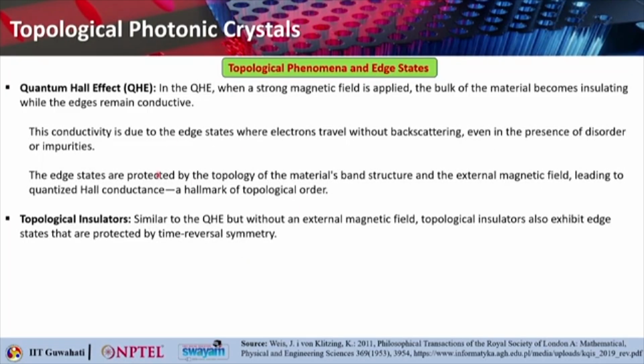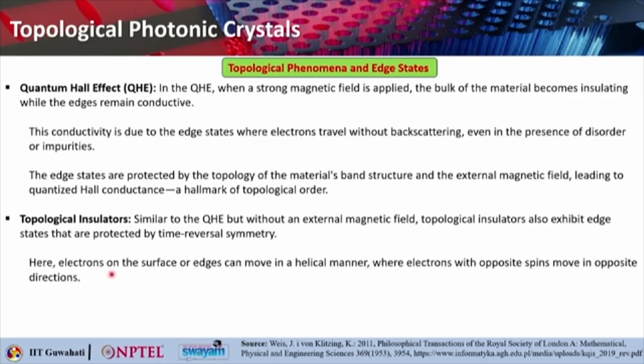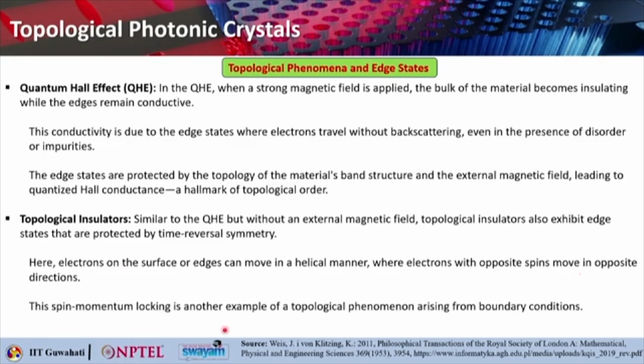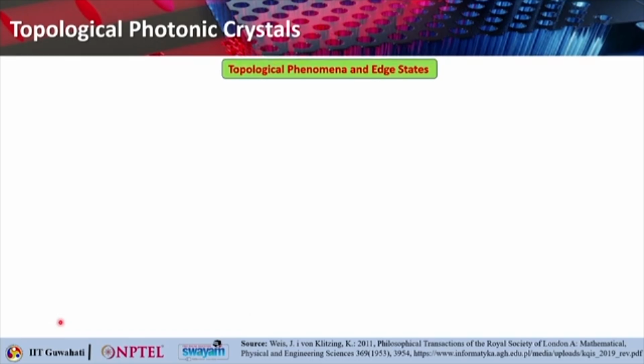So, using these concepts, you can think of topological insulators, similar to the quantum Hall effect, but here without an external magnetic field. You can see that topological insulators can exhibit edge states which are protected by the time reversal symmetry. Here, electrons on the surface or edges can move in a helical manner, where electrons with opposite spins will move in opposite directions. So, this spin momentum locking is another example of topological phenomena arising from the boundary conditions.